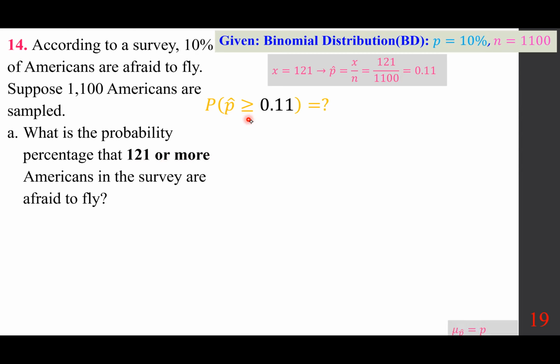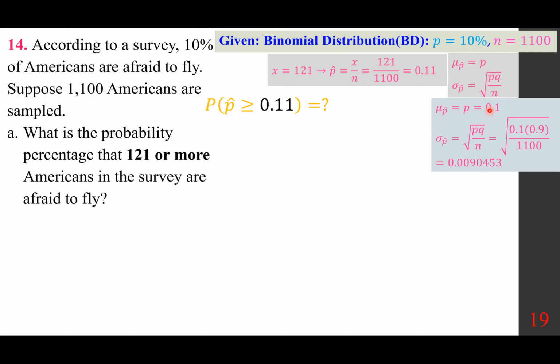Again, we go with the formulas. Mu of P hat is P, sigma of P hat is square root of PQ over N. We calculate those. Mu of P hat is 0.1 because it's given as 10%. Mu of P hat is P, everybody. Sigma of P hat is P, 0.1 times Q. Q is 1 minus P, 1 minus 0.1, which is 0.9. And N is 1,100.